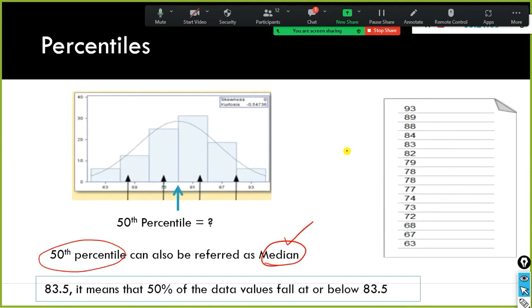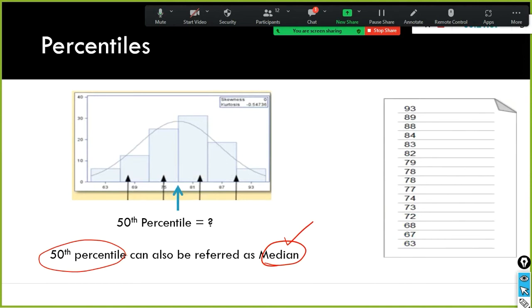So what is the median now? What is the median now? Can you all please type it in the chat window quickly?